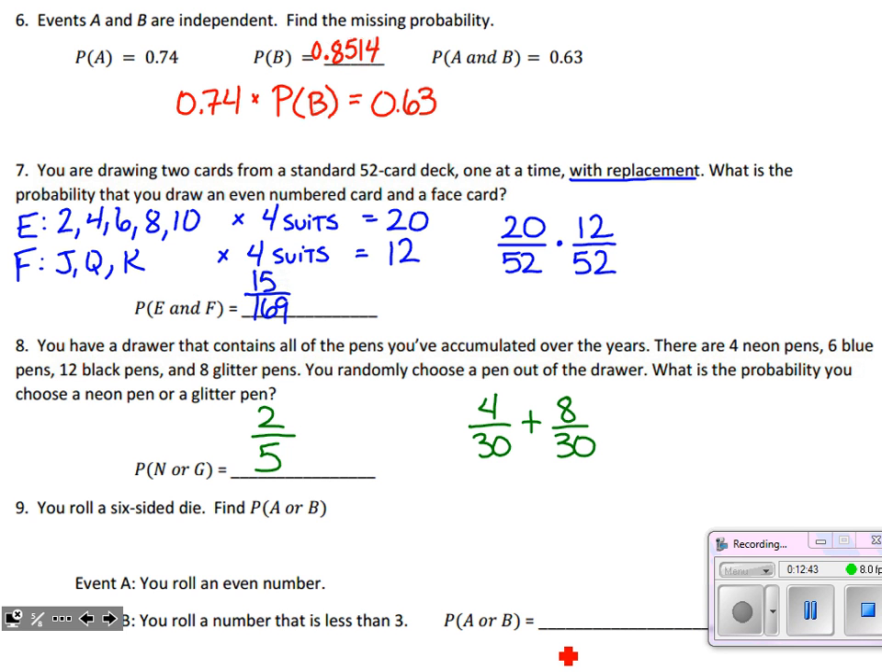And number 9, you roll a 6-sided die, find the probability of A or B occurring. Event A, you roll an even number. Event B, you roll a number that is less than 3. Well, we've got to be careful because we do have overlapping events here. The result of a 2 is actually counted twice. So an even number, that's 3 out of our 6 possibilities. Or a number less than 3, well, that's just 2 or 1, 2 possibilities out of the 6.